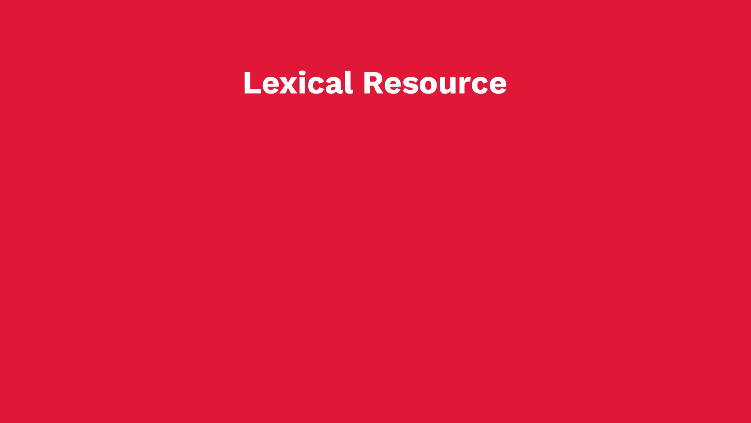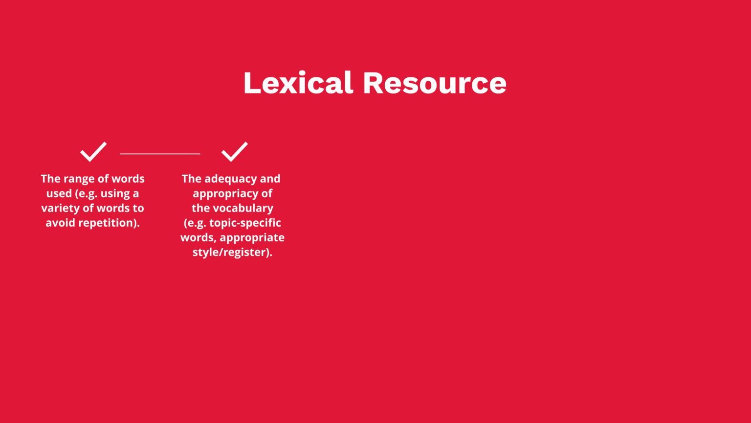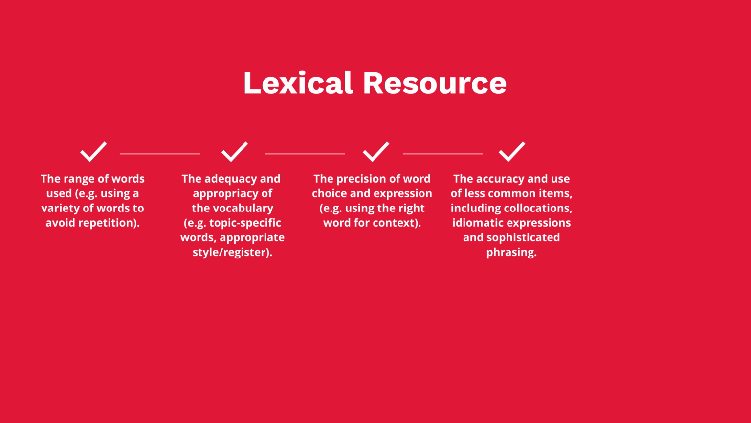In this video, we've seen that for Lexical Resource, the following areas are all important. The range of words used. Have you used a variety of words to avoid repetition? The adequacy and appropriacy of the vocabulary. For example, topic-specific words, or words in an appropriate style. The precision of word choice and expression. Have you used the right word for the context? The accuracy and use of less common items, including collocations, idiomatic expressions, and sophisticated phrasing.